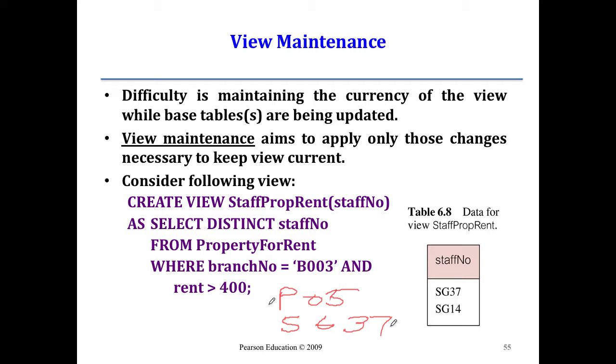You don't know, right? The question is, is there another property in the PropertyForRent relation managed by SG37 that goes for more than 400 pounds? Not obvious, right? This is where it gets tougher. The query optimizer is now going to have to sort through the relation and see if there's another property managed by SG37 for more than 400 pounds. If there is one, then the view is unaltered. If there is not one, SG37 is deleted.